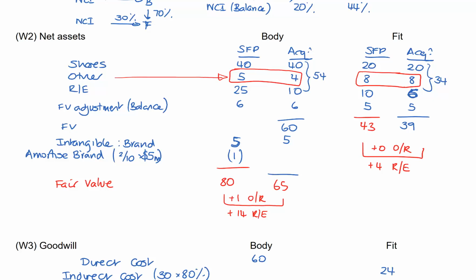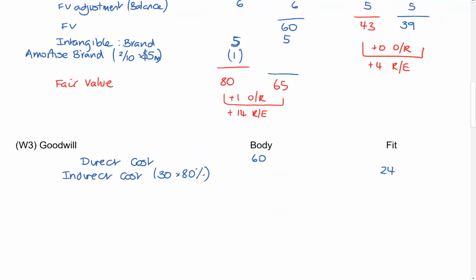Okay, and the examiner tends to set these questions, if we get an SFP question, using this same formatting nearly every time. So make sure you're familiar with it. Think about the logic behind what we're doing. We've got goodwill, we've got our direct cost, to which we add the NCI at acquisition. Now, the good thing about the NCI is they do not care whether we're dealing with retained earnings or other reserves.